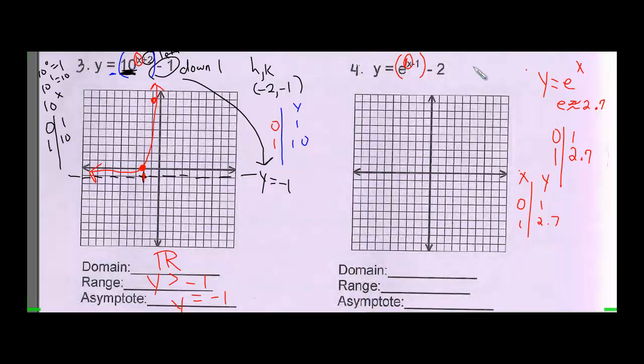Now let's find h, k. H is 1 and k is negative 2. So we go to the right 1 and down 2. The new asymptote is at y equals negative 2. Let's finish graphing.